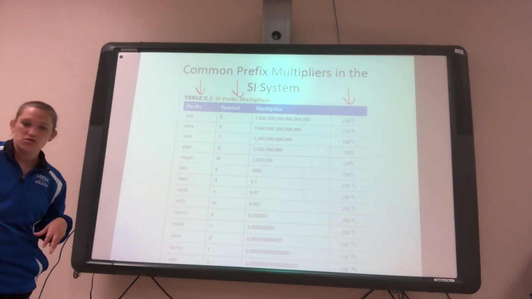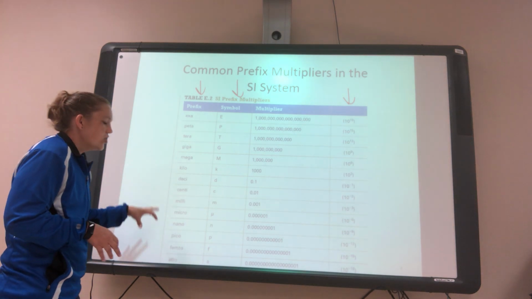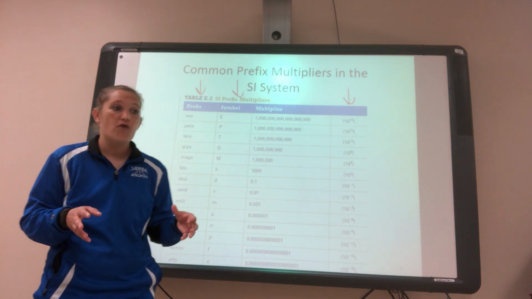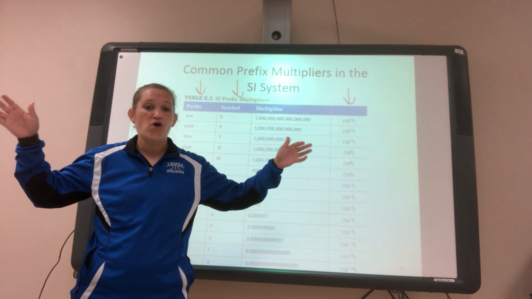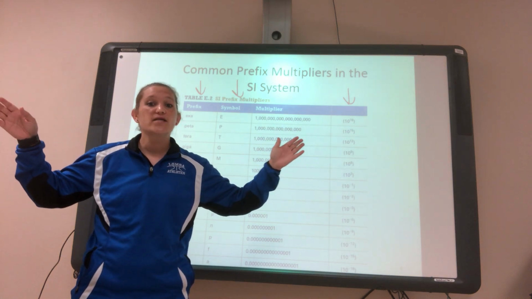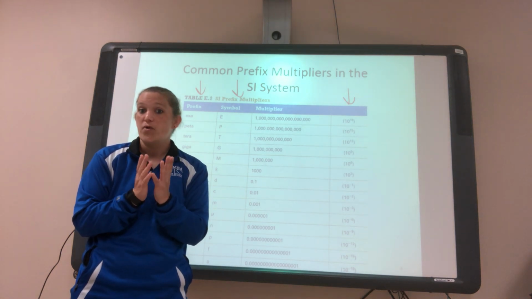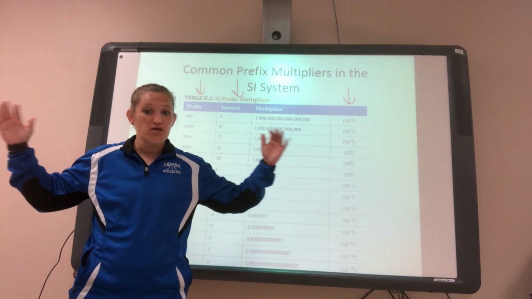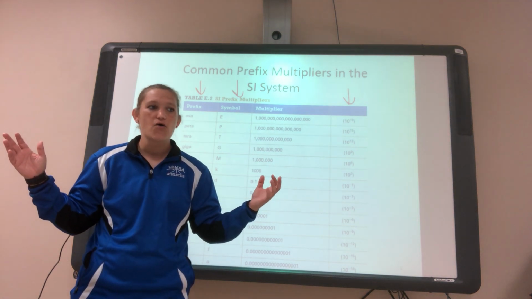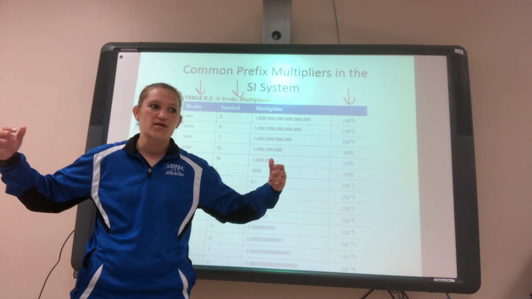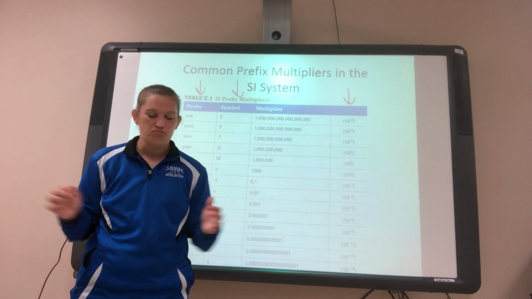Now you might ask yourself, what are these prefix multipliers for? In chemistry, we might talk about something that's really big, in the sense of how many molecules of water are in the ocean. And then we might talk about something that's really small, like the size of one atom or one electron. When I say big, I'm thinking about how many they have, not how big, like the size of an elephant. So it's a quantity kind of thing.